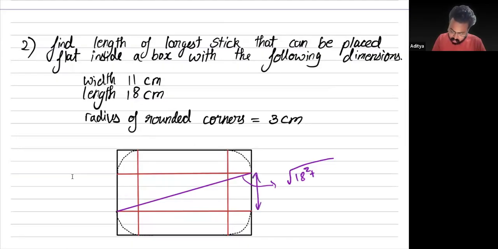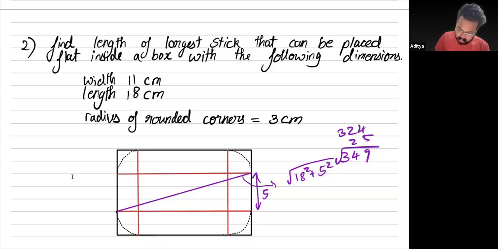This is 5 square. 18 square plus 5 square, if you calculate, 324 plus 25 gives us 349, root of 349. Someone could answer root of 349, but I have an answer that is larger than root of 349. So think a little bit more. Obviously, the answer is less than this length.